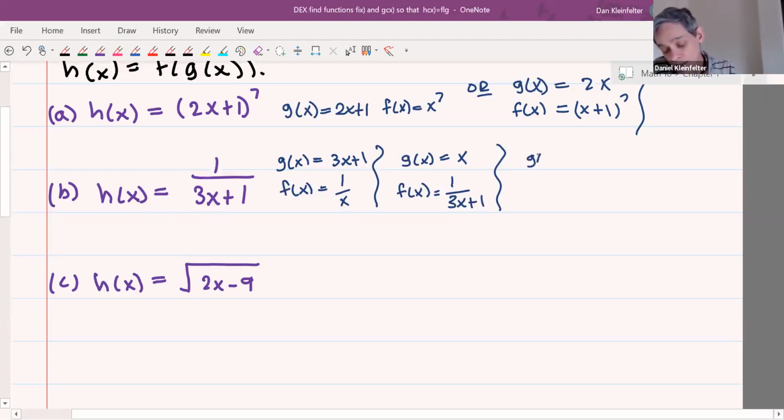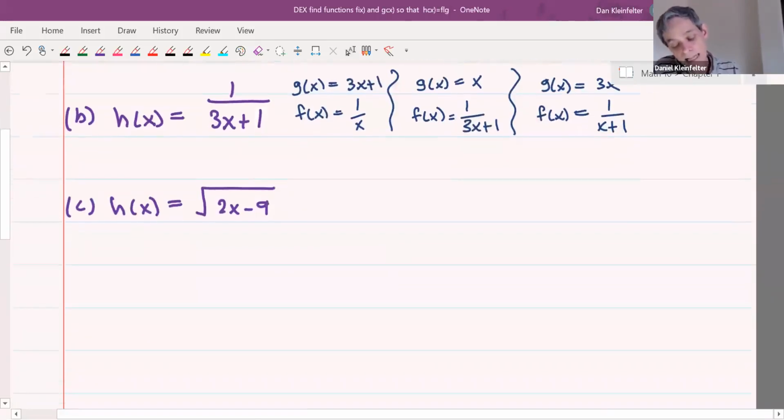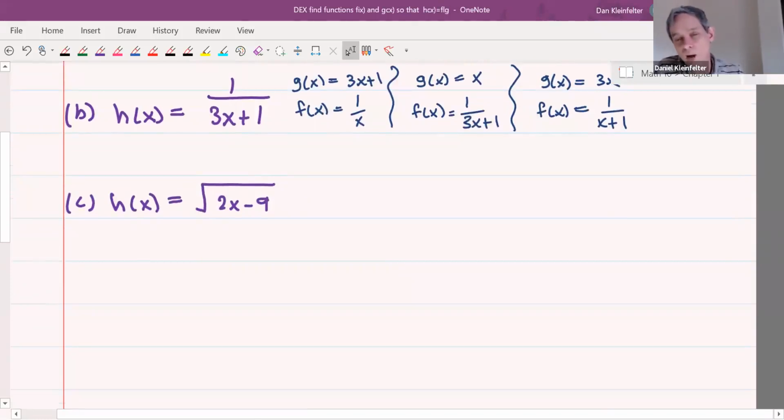One that would be kind of in the middle as far as helpfulness goes would be to have our inner function be just the 3x, and then the outer function would be 1 over x plus 1. I'll leave it to you to check that this composition of f circle g is going to give the same h of x. Okay, last example, you should pause the video and try this one on your own.